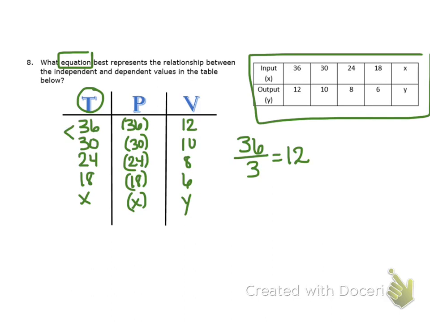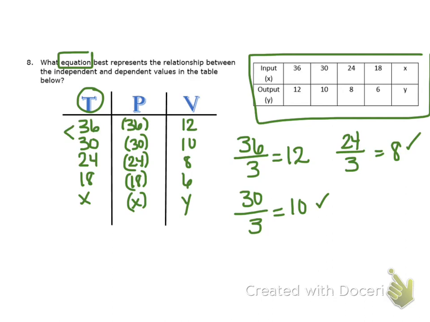So if my rule is x divided by 3, then it needs to work every time. So let's check it. How do we go from 30 to 10? Well, 30 divided by 3 is 10, so that works. What about 24 divided by 3? 24 divided by 3 is 8.